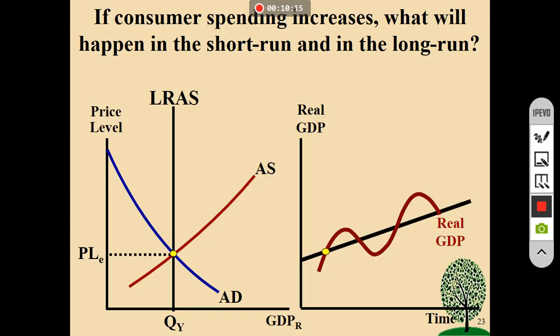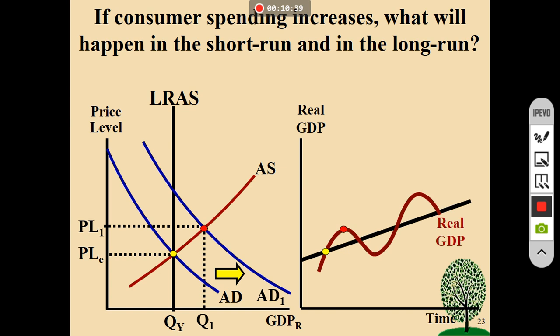If consumer spending increases, what will happen in the short run and what will happen in the long run? Now we've got our AS/AD model and we've got our business cycle. Right now we are at full employment. This is our good, happy economy. Consumer spending increases, that increases aggregate demand. Now we see price level go up, output go up. That puts us up here in the peak of the business cycle. See how that works? They're connected to each other.